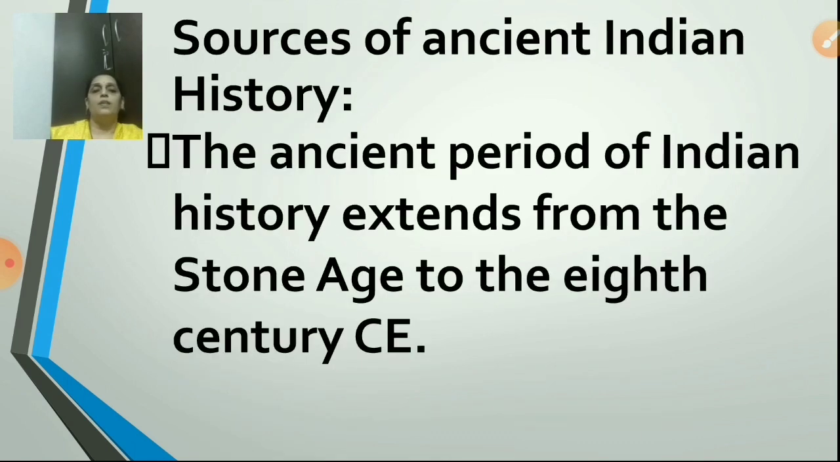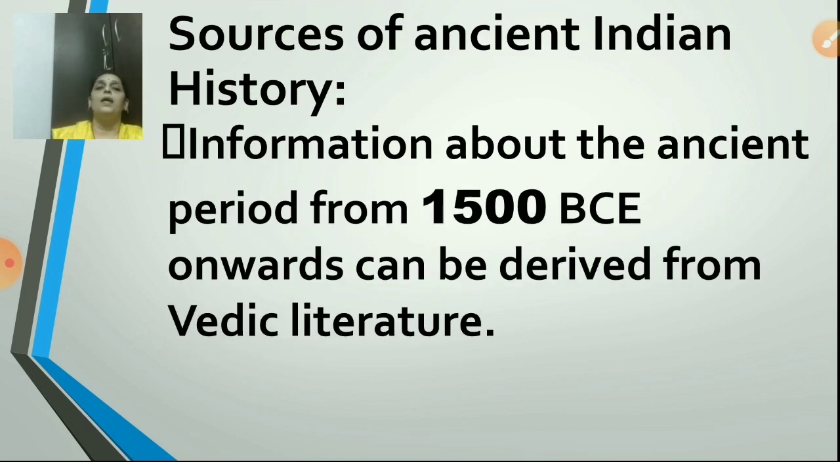Now the next sources of ancient Indian history. The ancient period of Indian history extends from the Stone Age to the 8th century CE. Information about the ancient period from 1500 BCE onwards can be derived from Vedic literature.